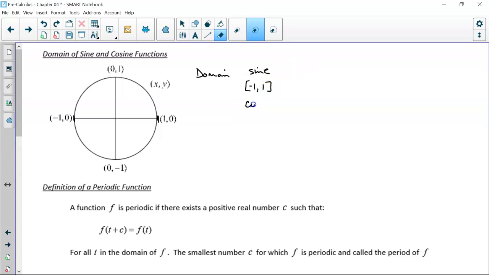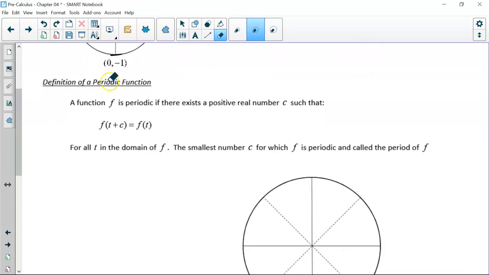For cosine, same thing. Our domain goes from -1 to +1. And our range for sine, our y-coordinates, is going from -1 to +1 for sine. And our range for cosine is also from -1 to 1. So the domain and range for sine and cosine are both from -1 to +1.